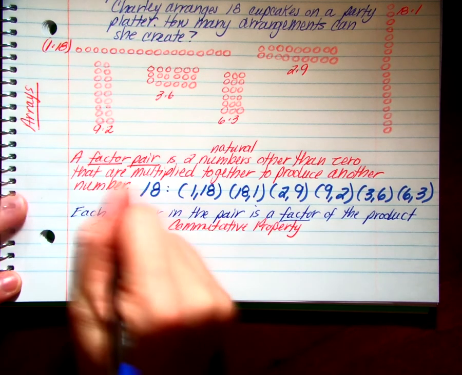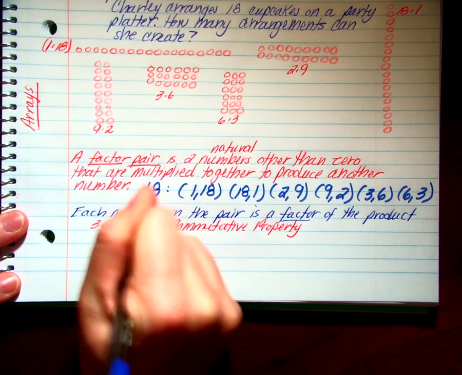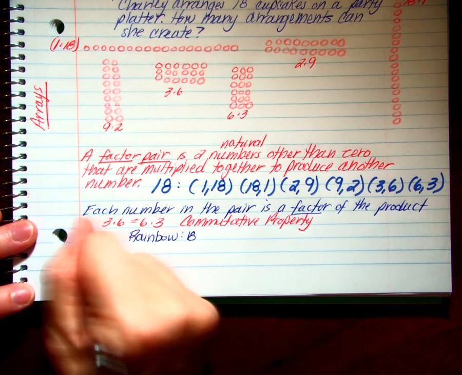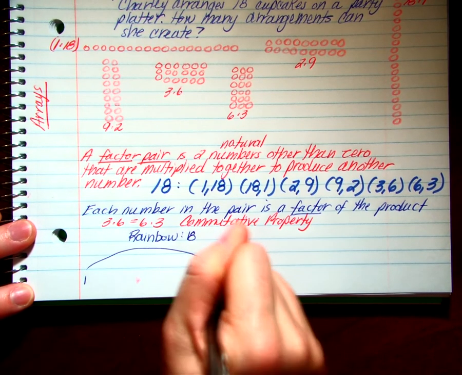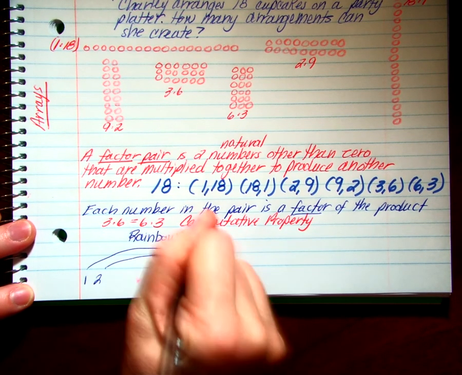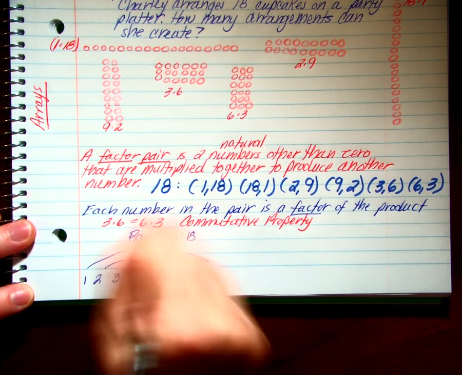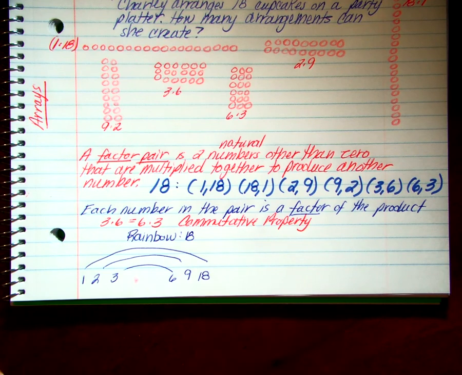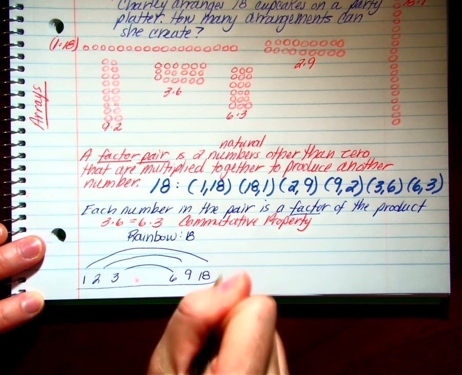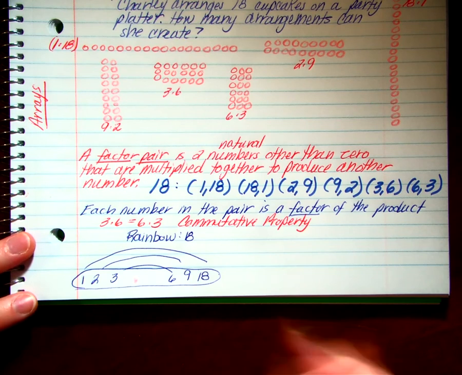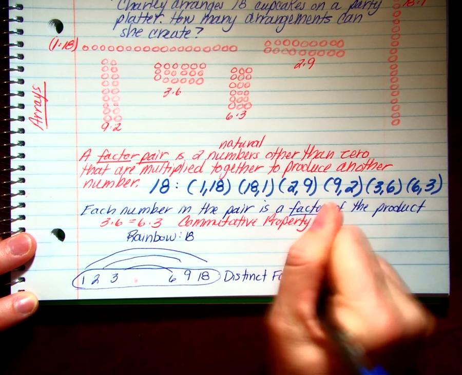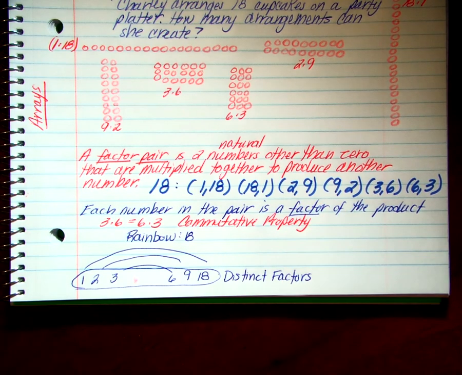So let's take a look at a rainbow for 18. If we do a factor rainbow, we'd start with 1 and go to 18. We test 2, 2 times 9. We test 3, 3 times 6. We test 4, 4 doesn't work. We test 5, 5 doesn't work. And then we're back at 6. This lineup right there, that is called distinct factors. There's no repeats.